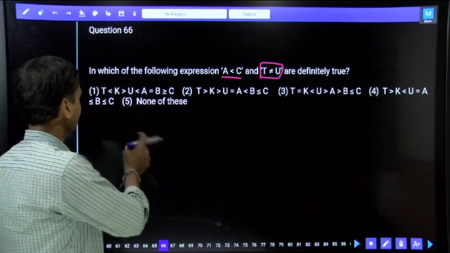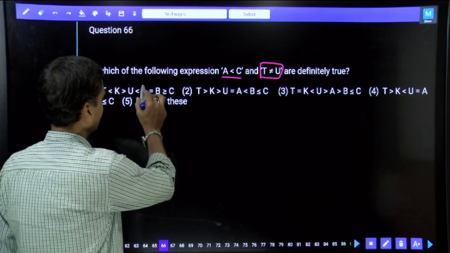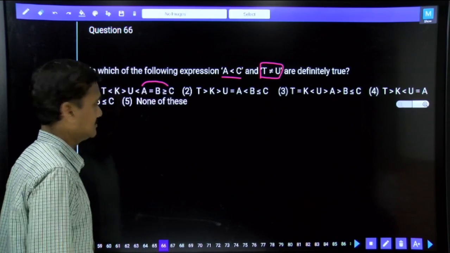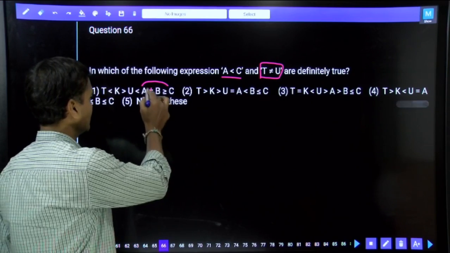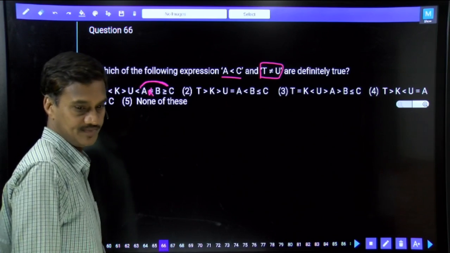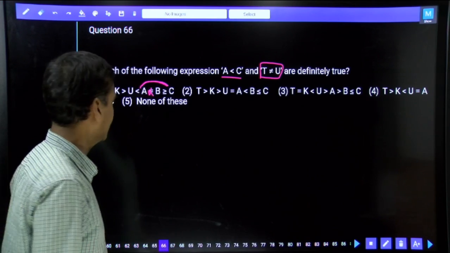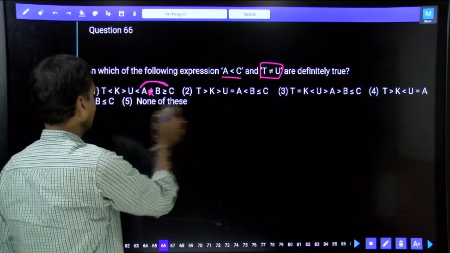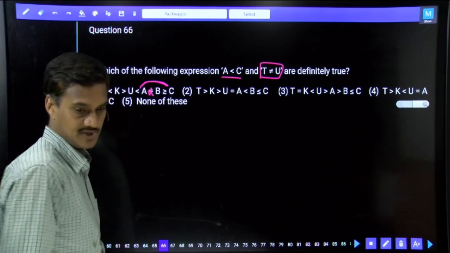Now, first one. With the help of the first one, tell me what is the answer we are getting here? A greater than or equals to C. Forget about this equals to. Now, between A and C, tell me which symbol is common: greater than or equals to. Hence, A greater than or equals to C is true. But here A lesser than C will be false. Hence, first one cannot be your answer.